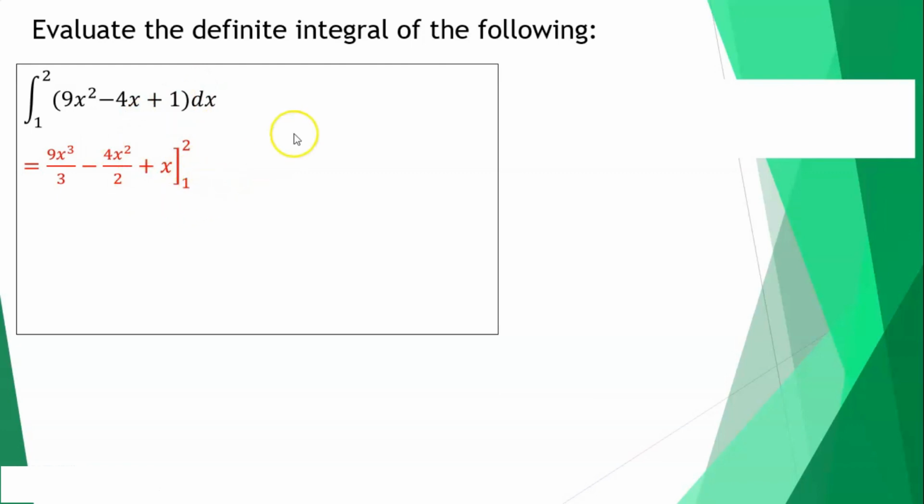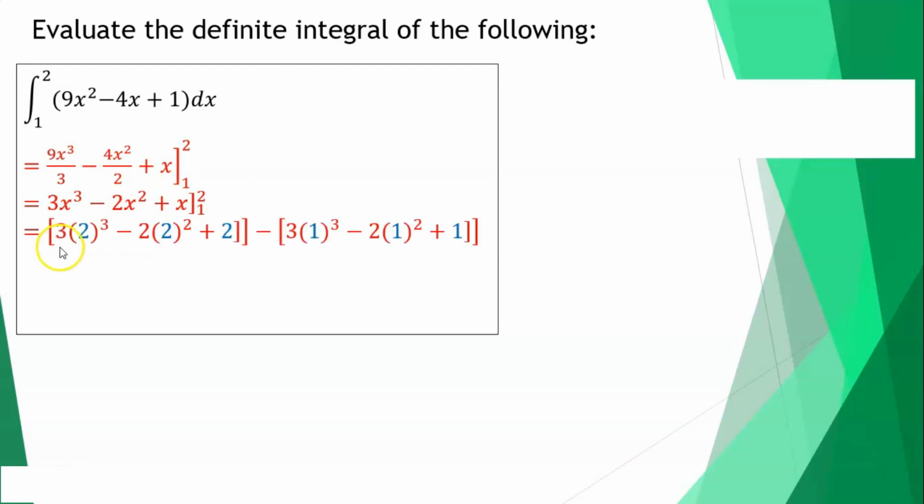Then evaluate from 1 until 2. Take note, at this point, we can still simplify. This would become 3x cubed. This is 2x squared plus x from 1 until 2. Next step is substitute. So this is 2 cubed. This is 2 squared, then plus 2. Then minus, for the lower limit, we have 1 cubed, 1 squared, and 1.